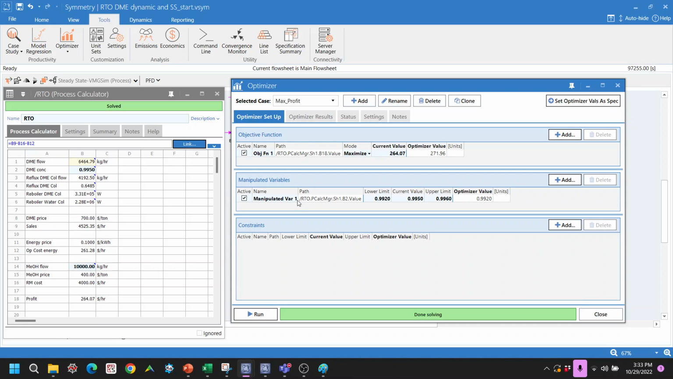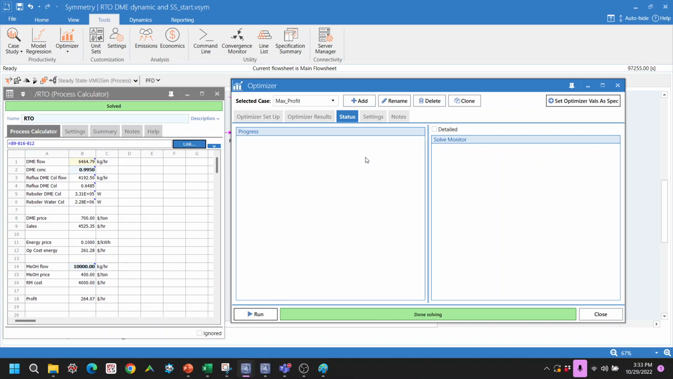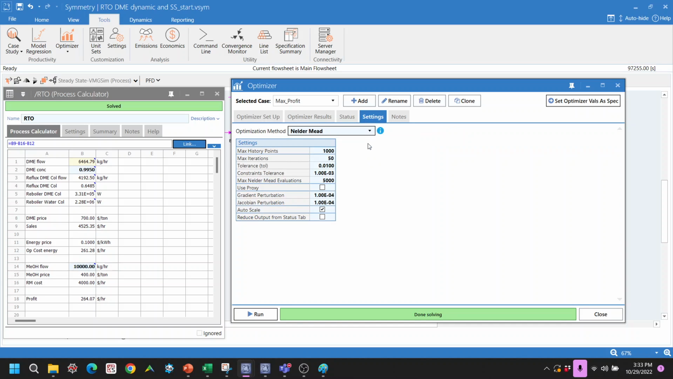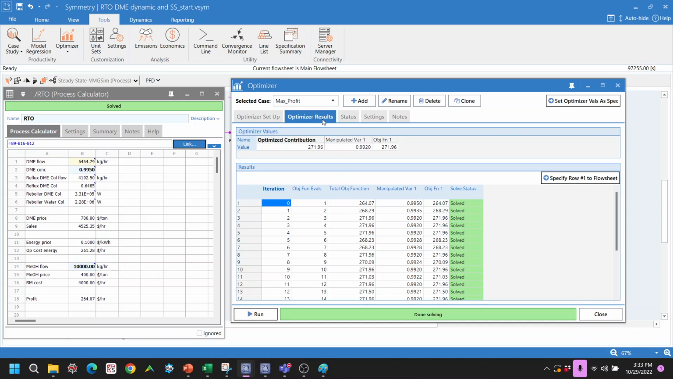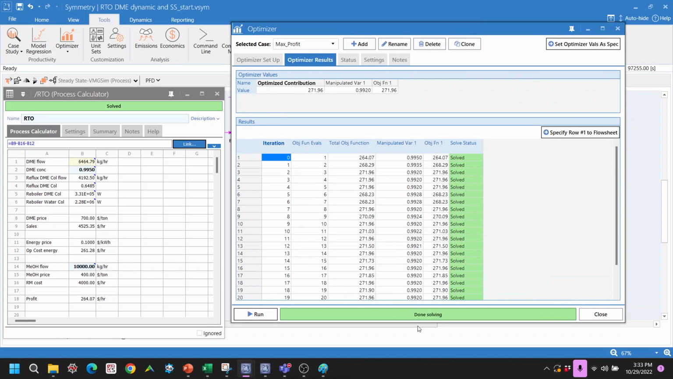So if we run this, for example, I ran this already using the Nelder-Mead method, and you can see it is done solving. In the beginning it was 264, so 264.7. This is my objective function, this is the manipulated variable, which is the reflux, and this is the cost. This is the same gain as this.